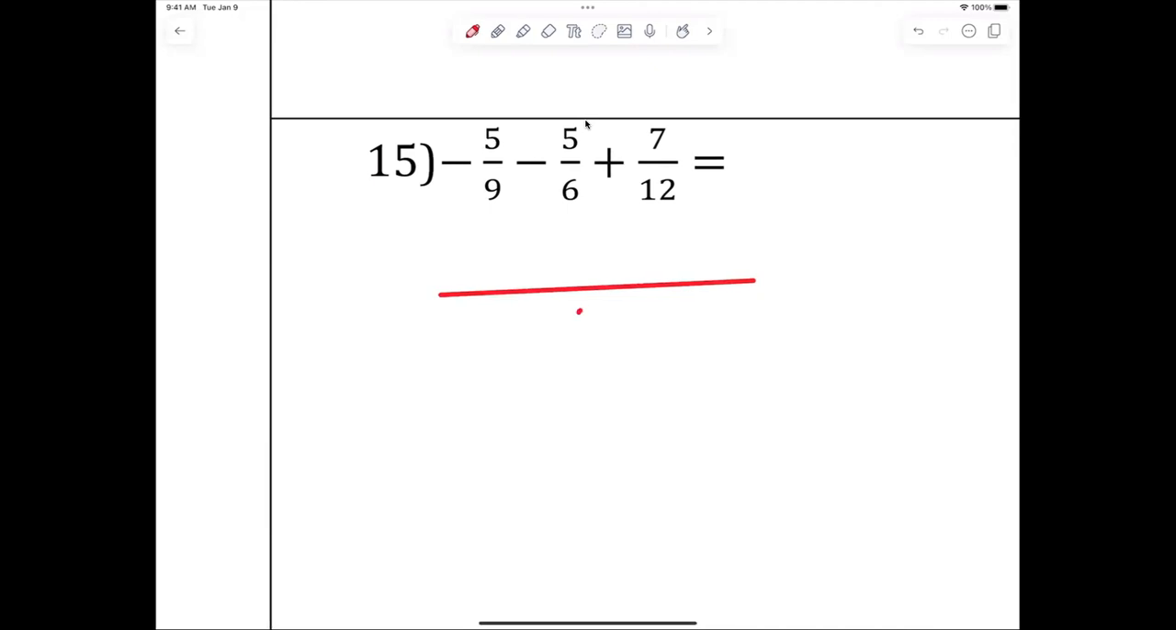36. Good job. Now if I have 36 as a common denominator, what am I multiplying the first fraction by? What am I multiplying the second fraction by? And the third fraction by what? Very nice. If I multiply the first fraction by 4, what does it become? 20. All right, buddy, let's go. Next one. Good job. And the next one.